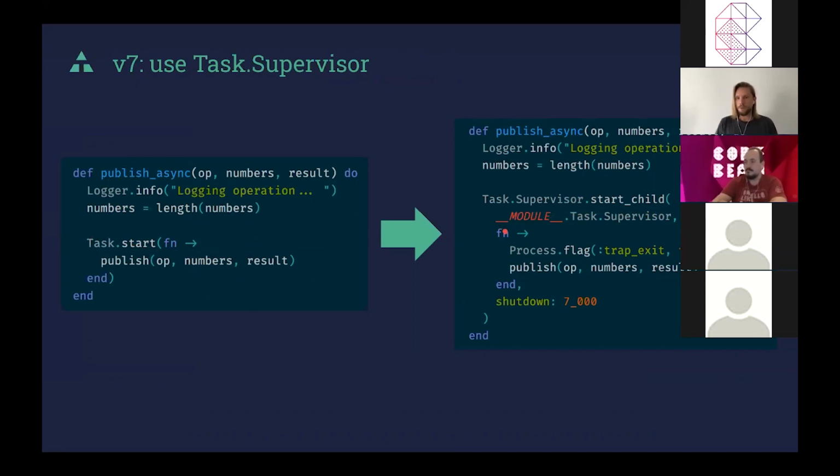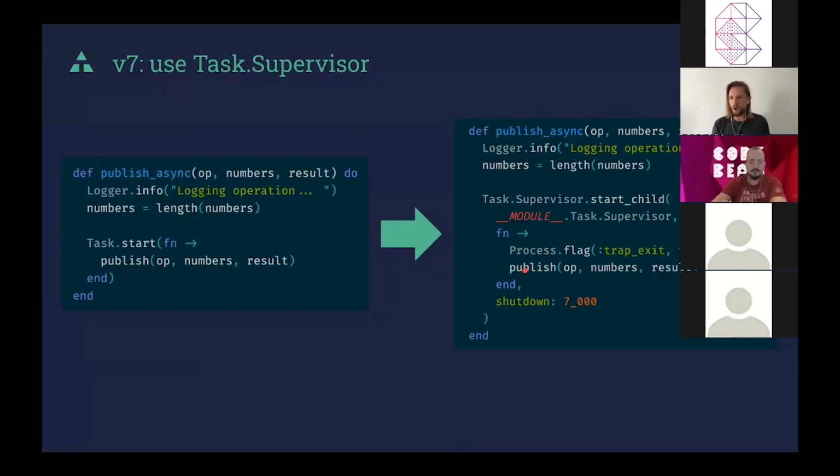And the function that will be run in that task process will first of all trap the exit, and then we'll run the function. And then we'll specify the shutdown value of 7 seconds, because that matches our 5 second, or it should be more than the 5 second sleep that we have in the publish operation. Now there's no terminate because task really doesn't have a life cycle. There's no messaging per se. It's just running your function in a different process. So when that function finishes, you're done, right?